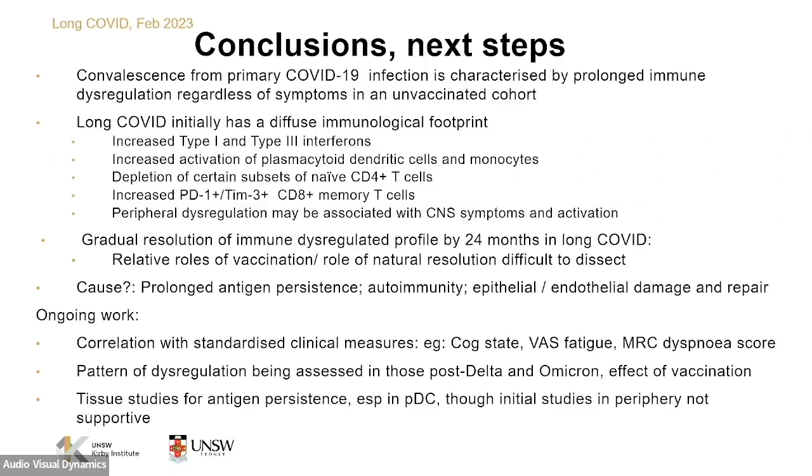What's the cause of this? Well, we don't know. There may be prolonged antigen persistence, but I have to say that studying the peripheral blood does not back this up. There's as much antigen persistence in those with long COVID as in those without long COVID. It may be related to the autoimmune phenomena that others have described, or it may be cycles of epithelial and endothelial damage and repair.